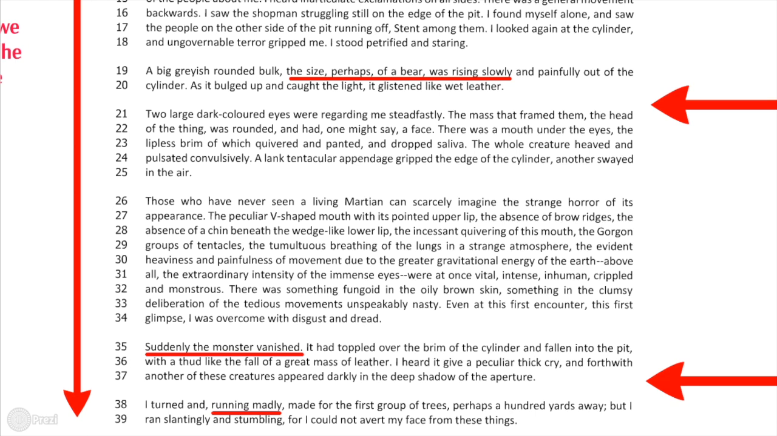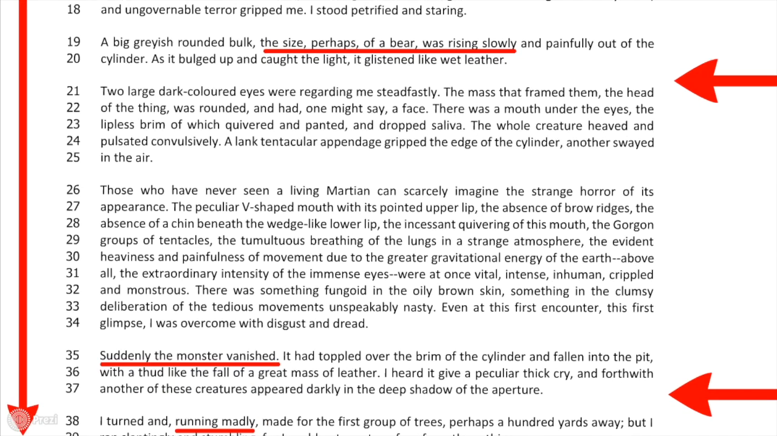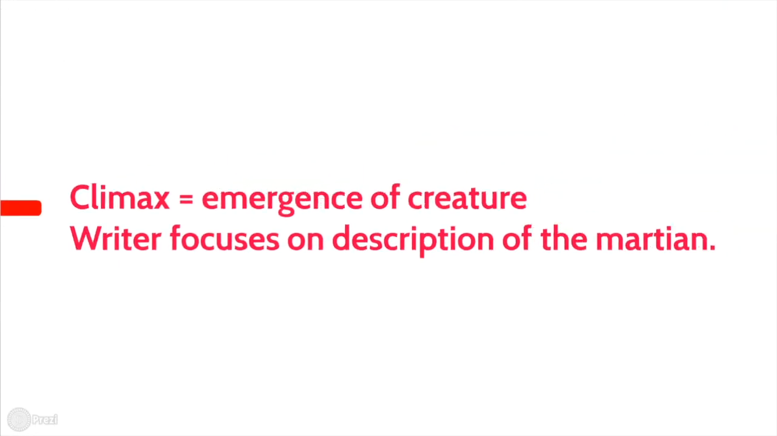So as the extract moves on, from the middle we learn that the description of the thing is that it is the size of a bear. Obviously that's very dramatic and it's rising slowly. So we've got continued description of the thing. And then as we near the end, we learn that this monster has vanished. And again, we don't really know that much about this monster. And that this person is running madly away. Okay, so we've got description of the intentions of the creature.